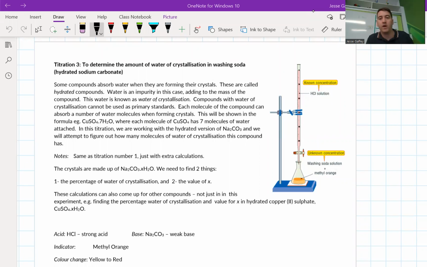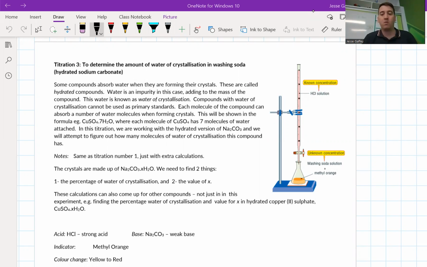In today's video, we are going to do a quick walkthrough of some questions about the third titration on the volumetric chemistry course. Now, this titration is very similar to the first one, where we are going to react a strong acid, so hydrochloric acid, with a weak base, sodium carbonate. But this sodium carbonate is not in pure powdered form as it was in the first one. Instead, it's in the form of what we call washing soda crystals.